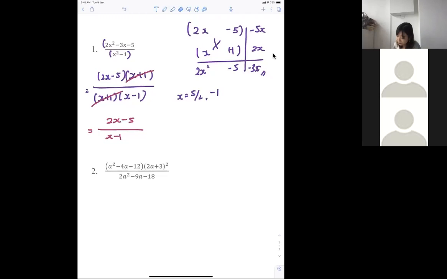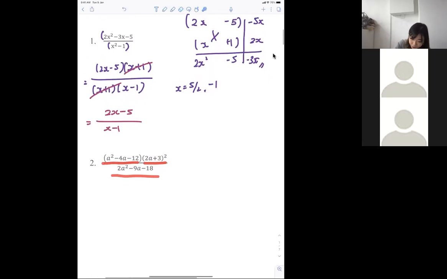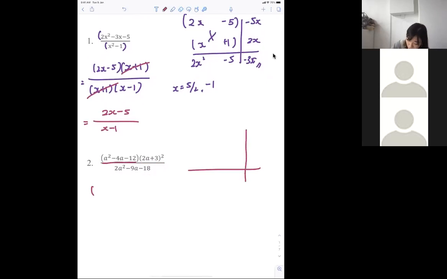Okay, then next one, so same thing, okay? We form as many brackets as possible. This one, you help me put mode 3. When you're comfortable already, you will do a lot faster.